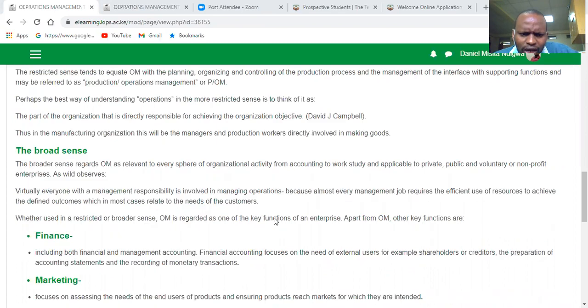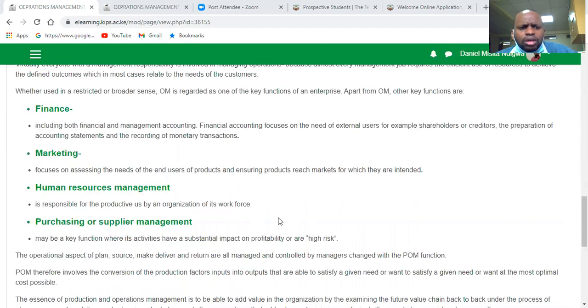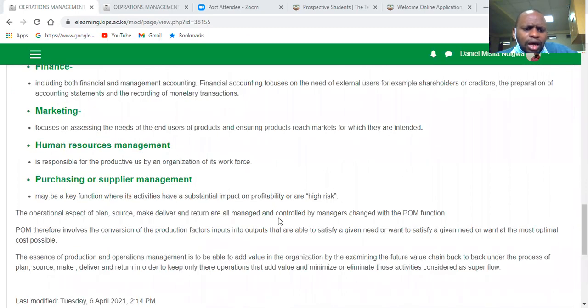The broader sense looks at operations management as a system that combines various aspects or various functions, and it may include different functions like finance, marketing, human resource, purchasing, and supply management.